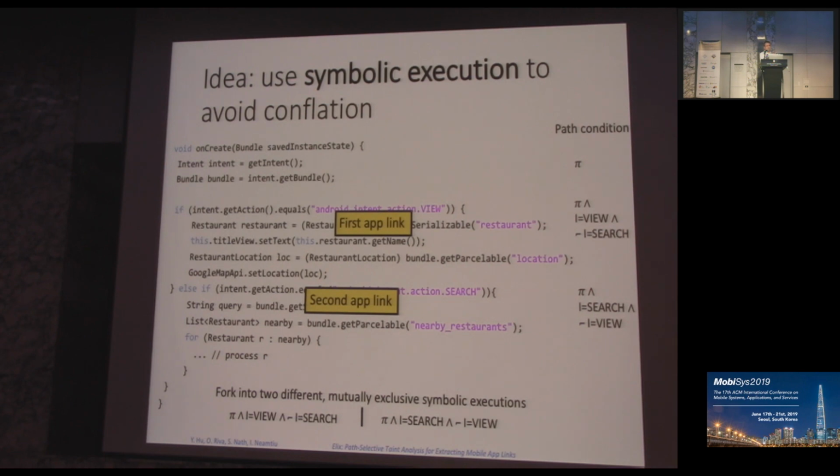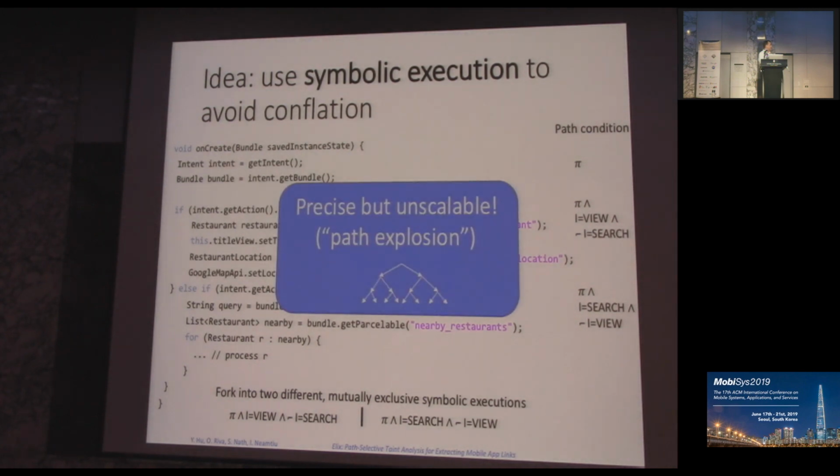So with symbolic execution, we're going to fork the execution into two mutually exclusive symbolic paths that are characterized by those path conditions. Right? So this is great. It improves precision, but it's unscalable. As you can imagine, if I keep forking the execution every time I reach a new branch, we can quickly get into this path explosion problem.